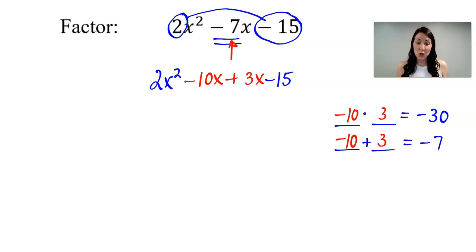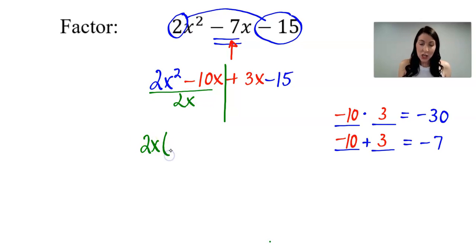Now I'm going to do what's called split the middle, or factor by grouping. So I divide it down the middle, and then I look for a greatest common factor coming from the first half. So between 2x squared and negative 10x, the greatest common factor would be 2x. So let's divide this front side by 2x. I'm going to factor that out in front. 2x squared divided by 2x just leaves me with x. Negative 10x divided by 2x leaves me with a minus 5.